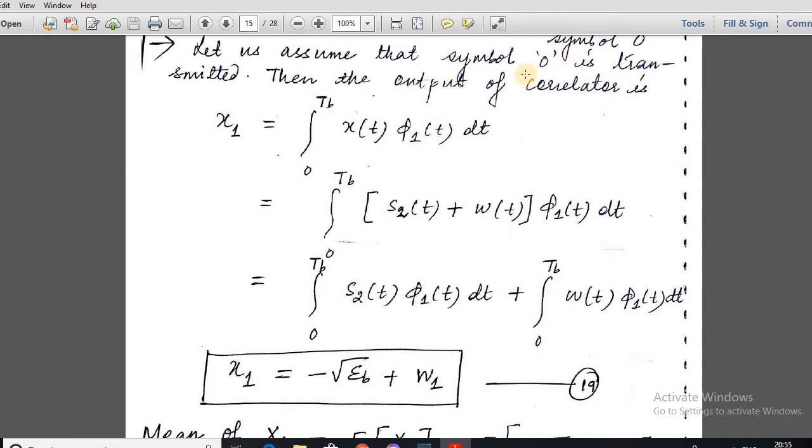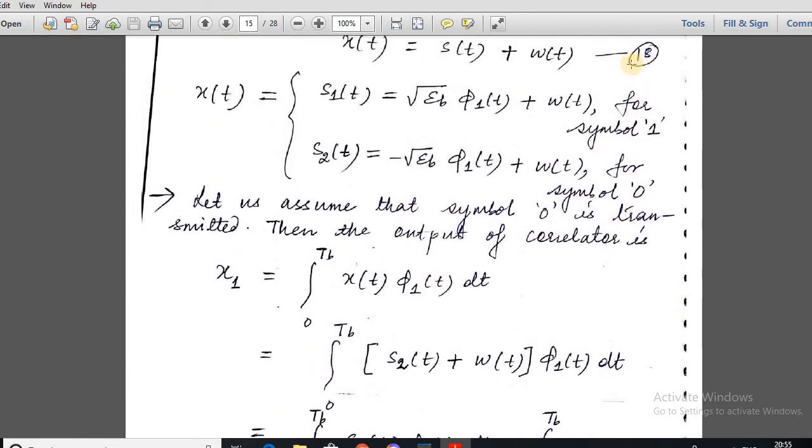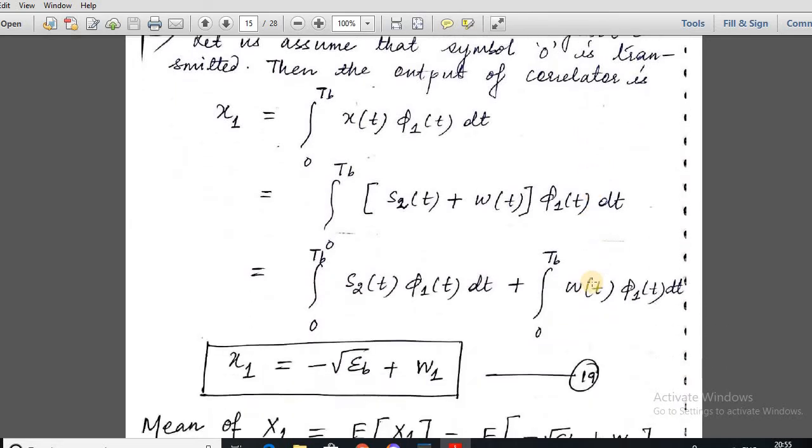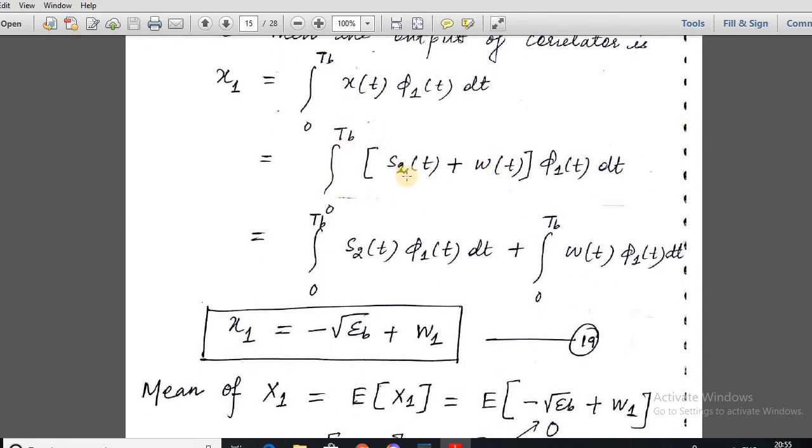We assume that symbol 0 is transmitted. So what is the signal waveform corresponding to 0? For 0 we have taken x of t equal to s2 of t plus w of t. So in place of x of t, I write s2 of t plus w of t into phi 1. Now the integration is broken into two parts. The first is the integration from 0 to Tb of s2 of t into phi 1 of t dt, plus the integration of w of t into phi 1 of t dt. Both integration limits are from 0 to Tb.